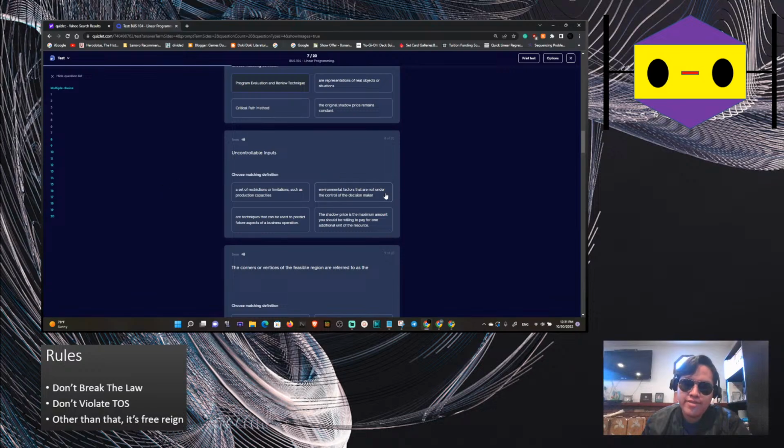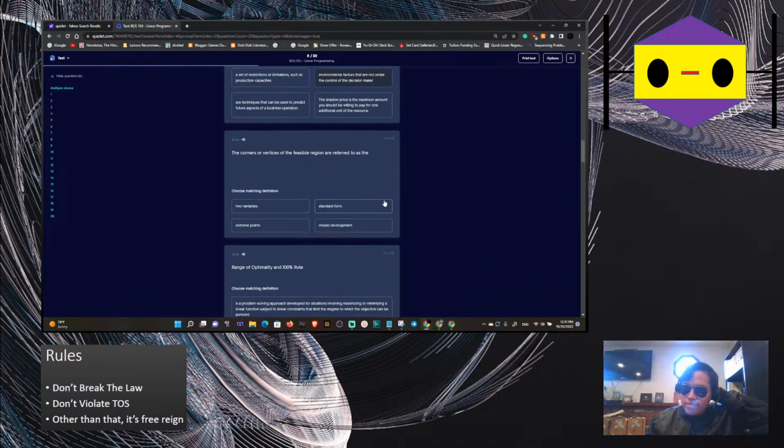I go with environmental factors that are not under control of the decision maker. Fair sense? Yeah. Not under the control. Okay. The corners or vertices of a feasible region are referred to as extreme points.